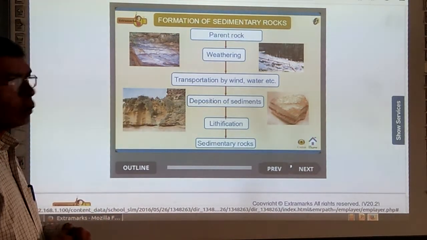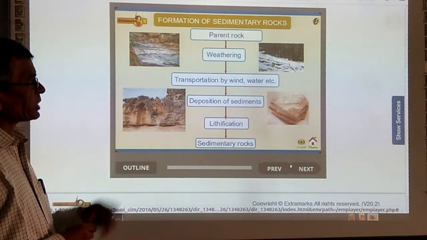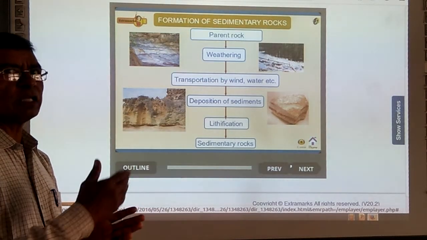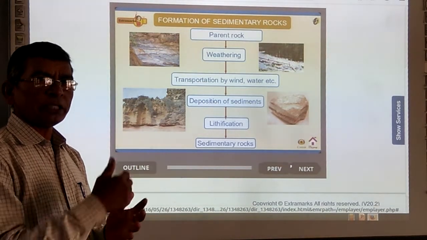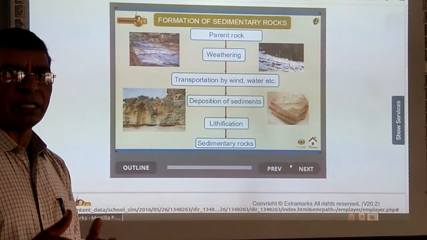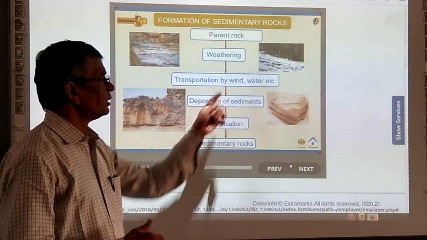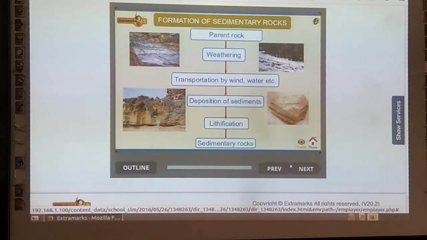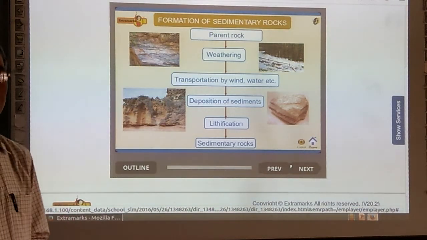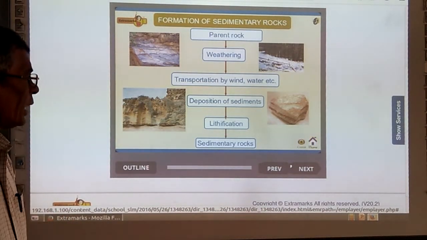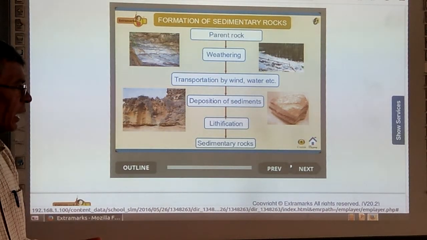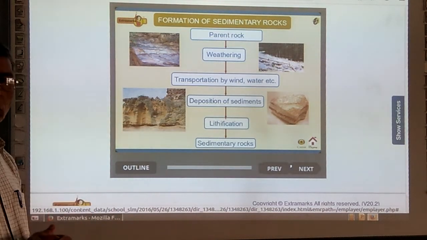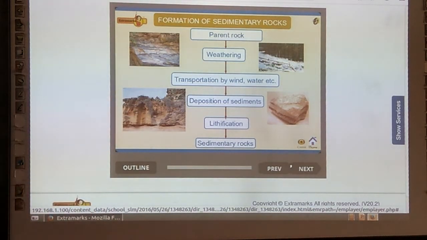Look here: the parent rock, weathering, transportation by wind and water. Because of the lighter particles, these particles can easily be carried by the agents, that is wind and water, and deposited as sediments in a single place. Then lithification, and the last one is sedimentary rock. Let us see now how these rocks form with the animation.